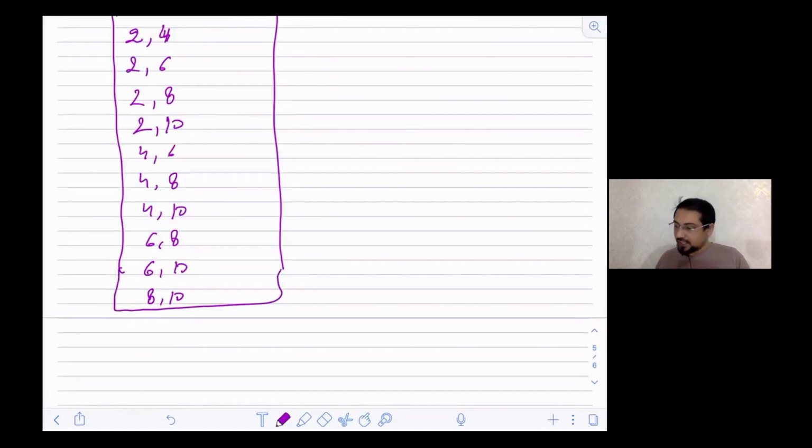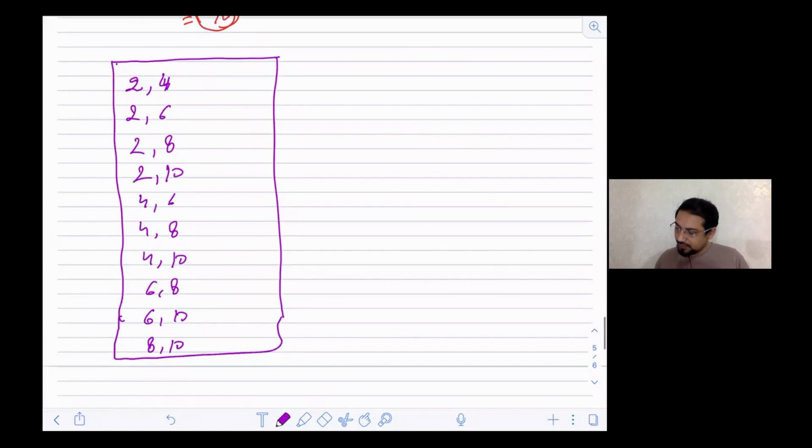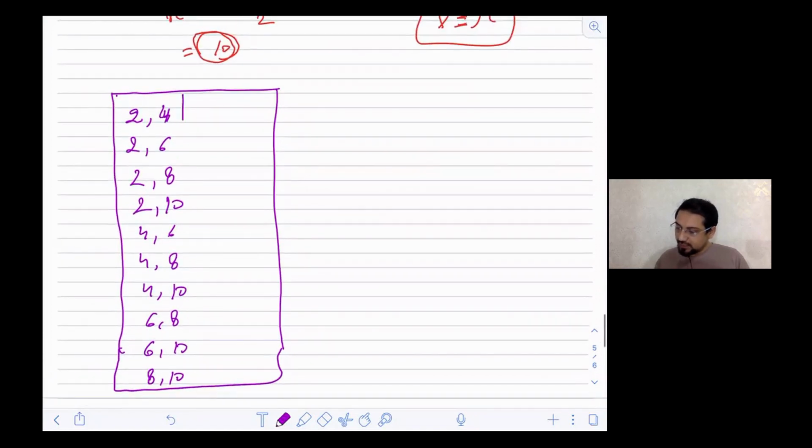Okay, so these are the possible samples. As I said, we can count 1, 2, 3, 4, 5, 6, 7, 8, 9, 10. So these are 10 possible samples. Let's find the 10 possible means.